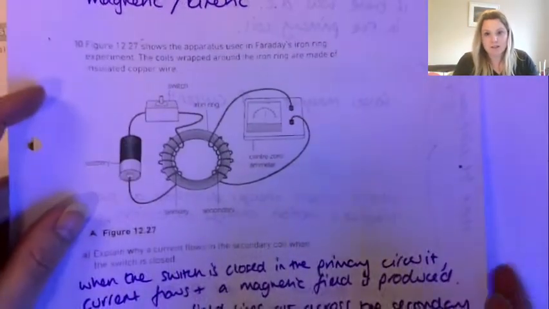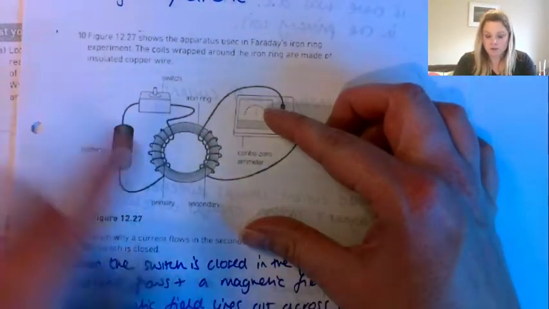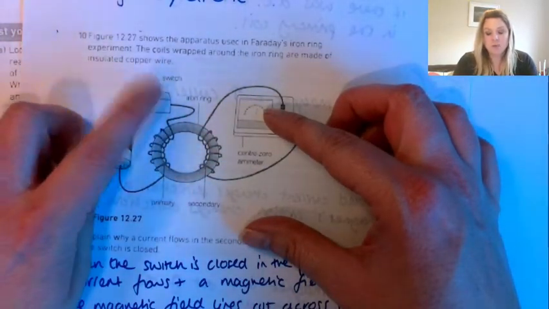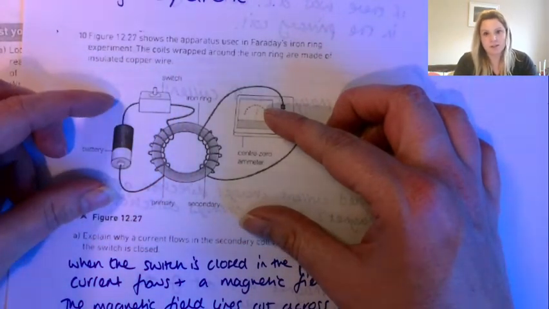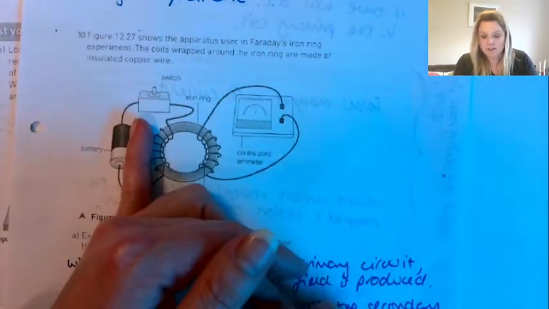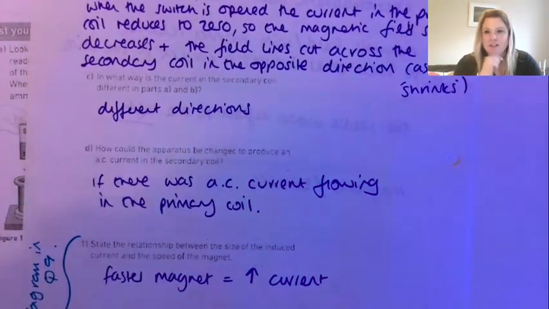If I go back to this diagram, when the switch was closed, the magnetic field grew out, cut across here and induced a current. When the switch is opened again, it stops the current, so the magnetic field is going to shrink back, cut across this in the opposite direction, and induce another current in there. Next, what way is the current in the secondary coil different?